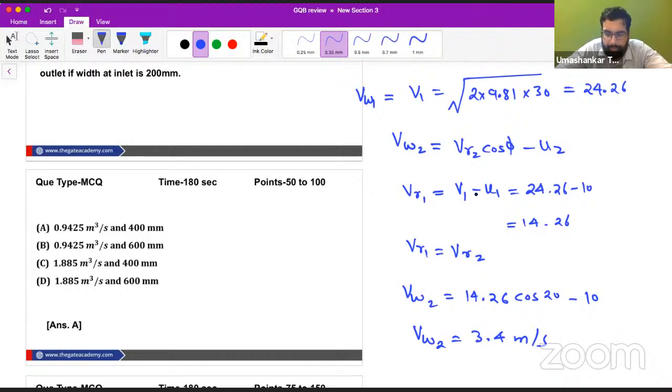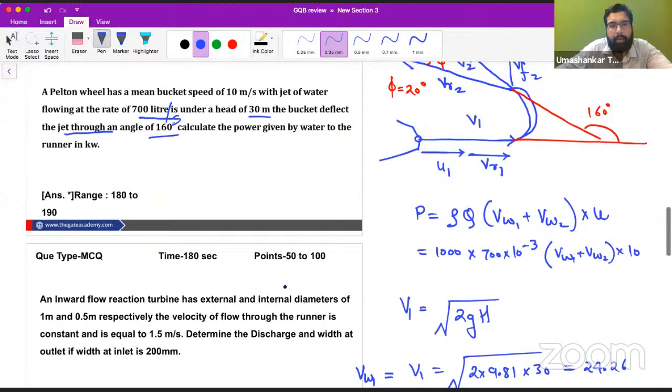24.26 plus 3.4 into 10. So we are getting somewhere near 193 kilowatt. Right, beta?